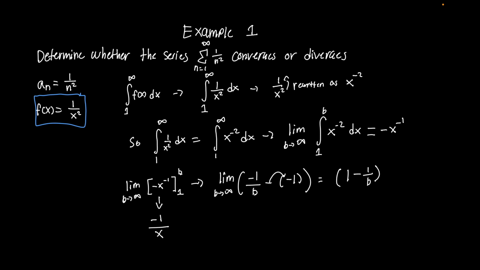Now we can just take the limit. The limit as b approaching infinity of 1 minus 1 over b is equal to, remember, we've plugged in infinity for b. 1 over a huge number is 0, so what's 1 minus 0? It's just 1. Therefore, the improper integral converges. That's the answer. So the improper integral converges.